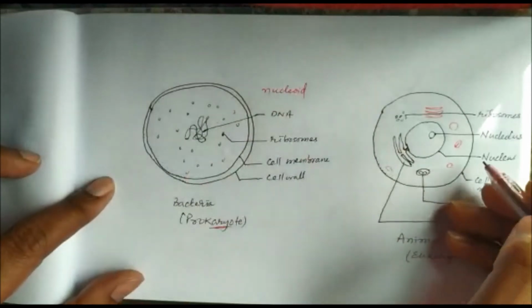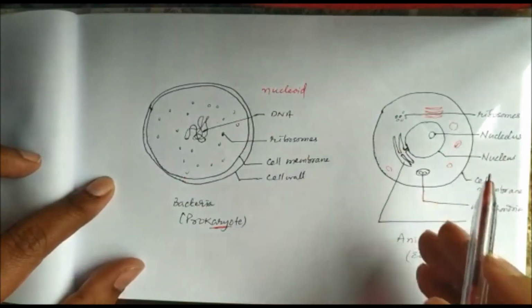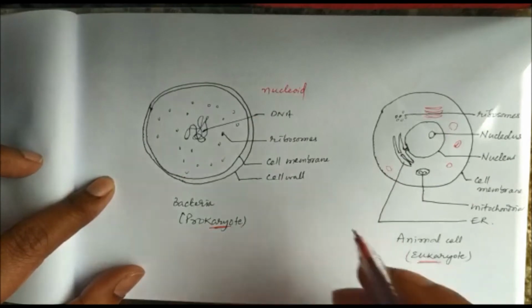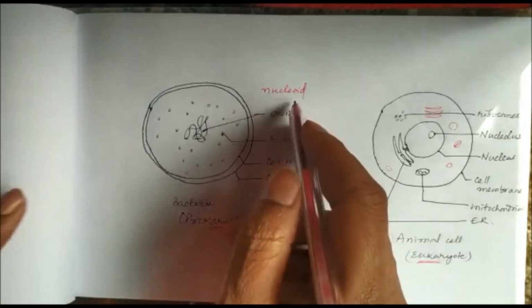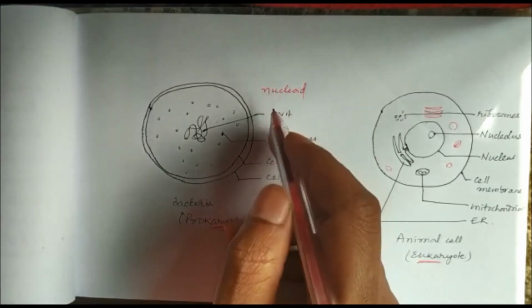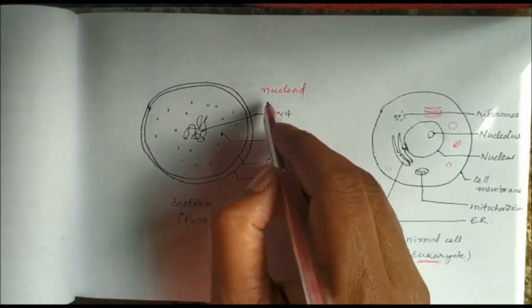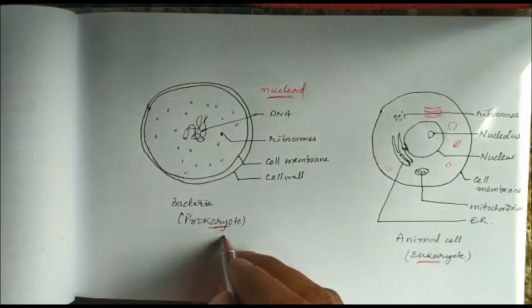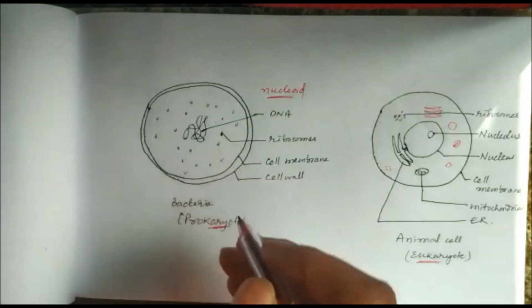So if the nucleus is present and well defined, then they are eukaryotes, and if the nucleus is not well defined and no nuclear membrane is there, we call it nucleoid, and the cells are prokaryotic cells. So bacteria is an example.